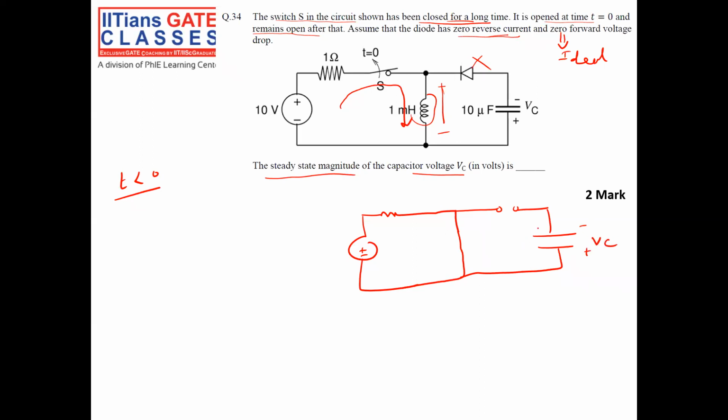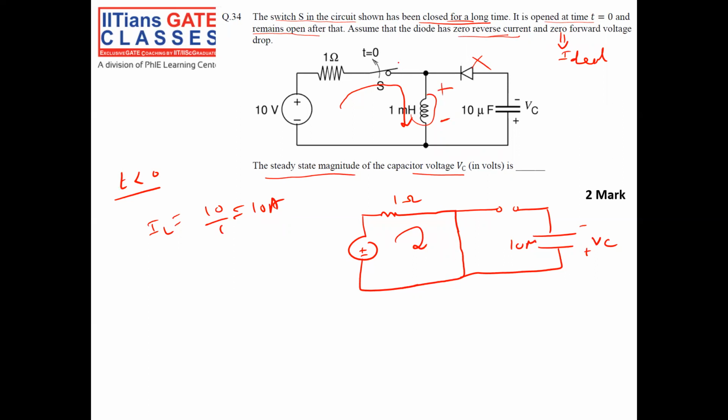VC. Okay, so this is the condition of my circuit for t less than 0, because the inductor will be like a short circuit for a longer time it is charging. Okay, 1 ohm. The current IL will be equal to 10 by 1, equal to 10 ampere, right? Now, so this is my positive, this is my negative, right?